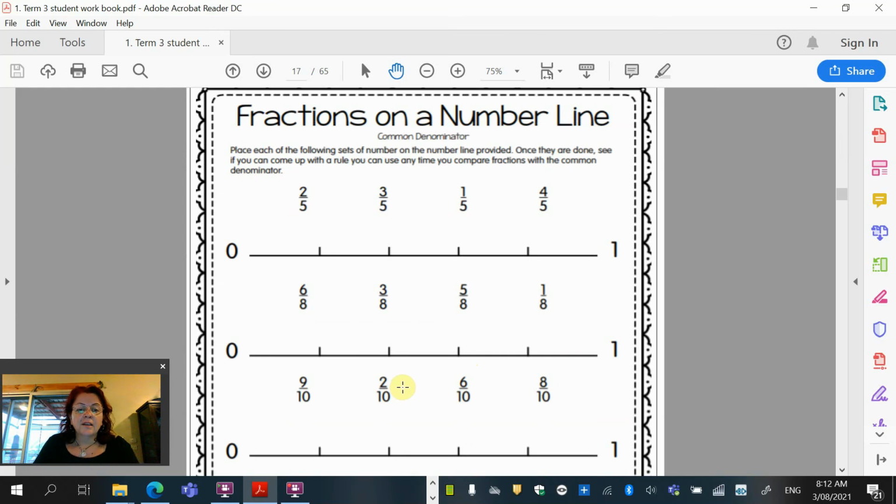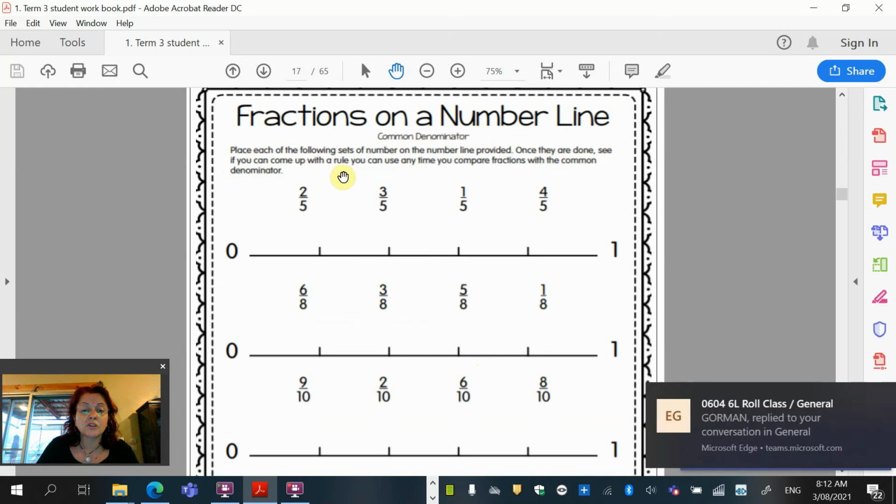Okay. Now, fractions on a number line. So you can head that up in your book. Of course, if you printed this out, just fill it out if you're lucky enough to do that. Place each of the following sets of numbers on the number line provided. Once they are done, see if you can come up with a rule that you can use anytime you compare fractions with the common denominator.